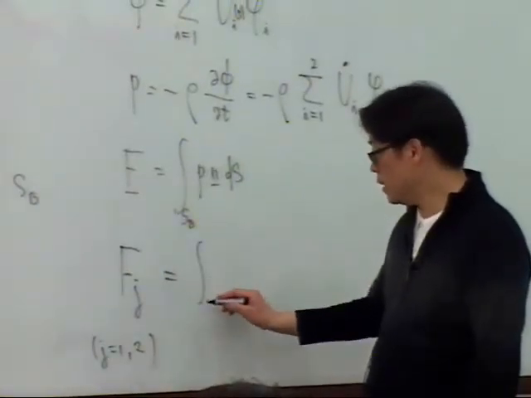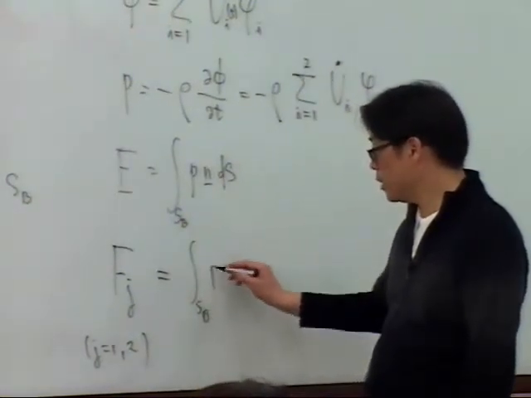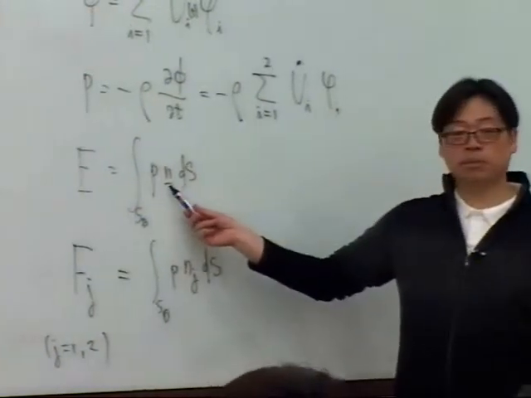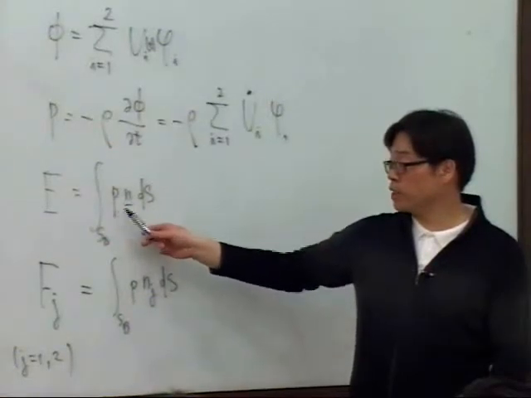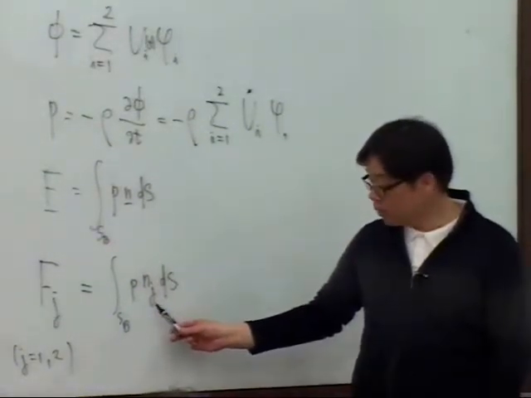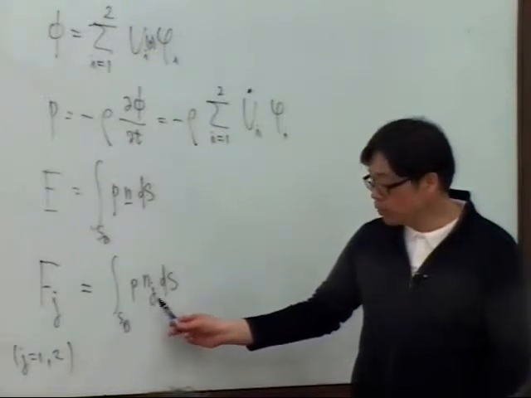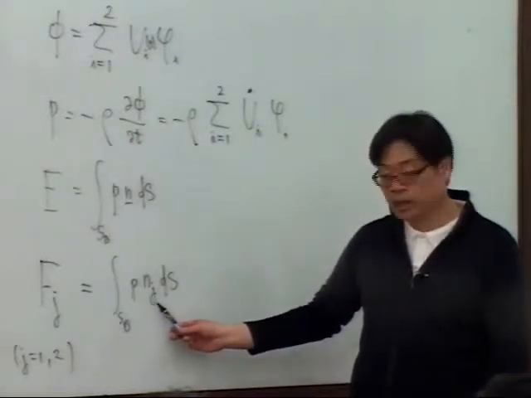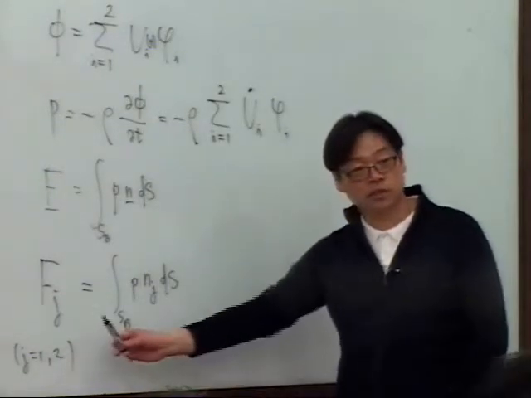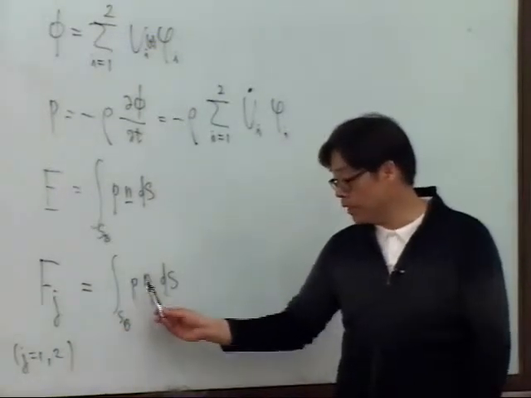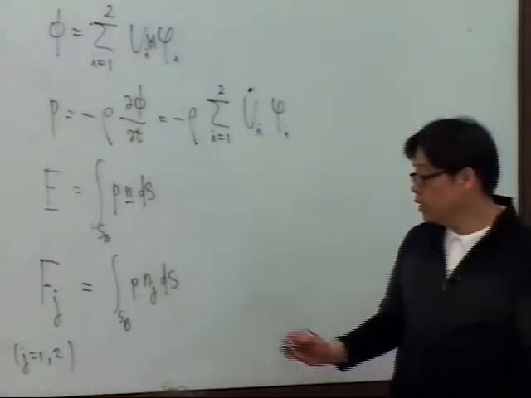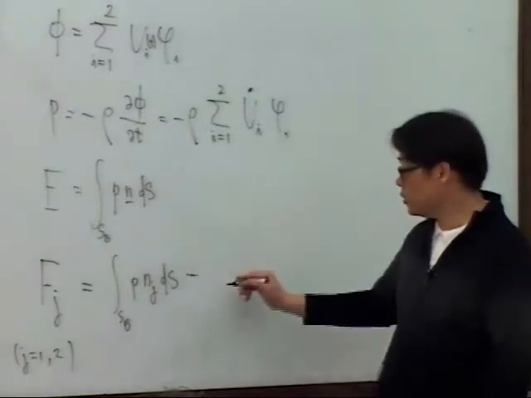Then all I have to do is just multiply the pressure by the normal vector, the jth component of the normal vector. Okay, that's what I have to do. So far so good? So for the jth component, I just multiply the pressure by the jth component of the normal vector. And then we use this expression.